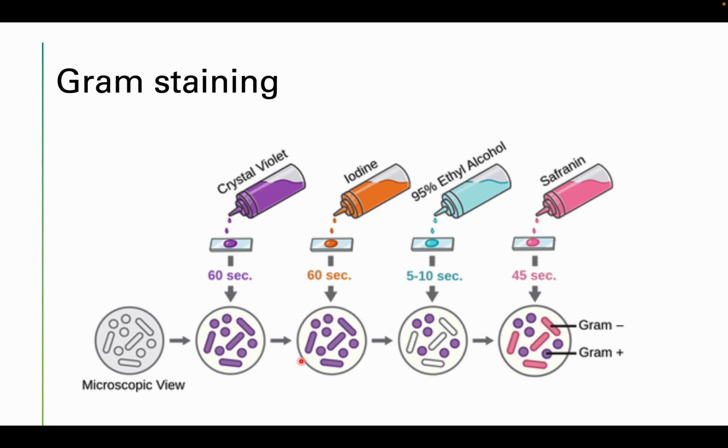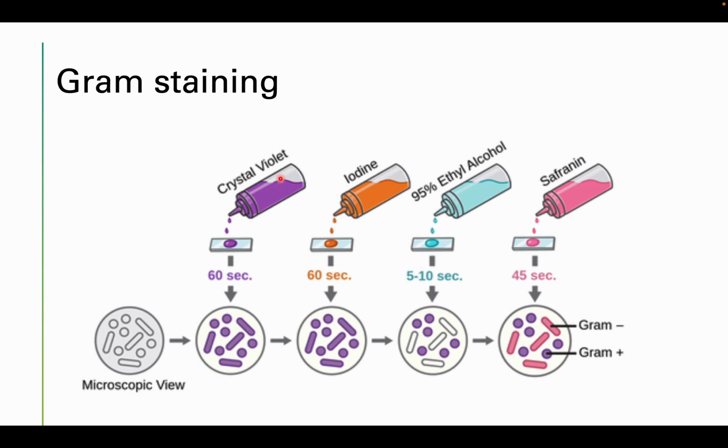So now comes the step where we want to make sure what is what. So we put ethyl alcohol or acetone, which is a decolorizer. What it does is, ethyl alcohol is a non-polar solvent. So when we treat the bacteria with this decolorizing agent, it will enter the cell wall, and because it's non-polar, it will dehydrate the cell wall, like remove all the water and then shrink the cell structure.